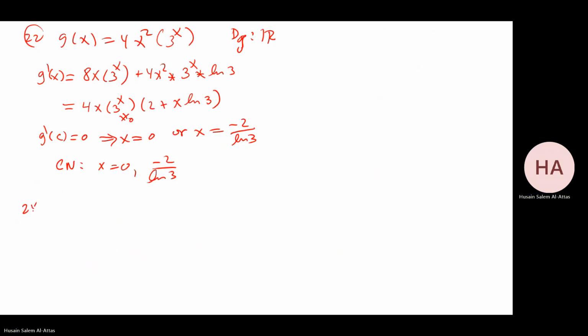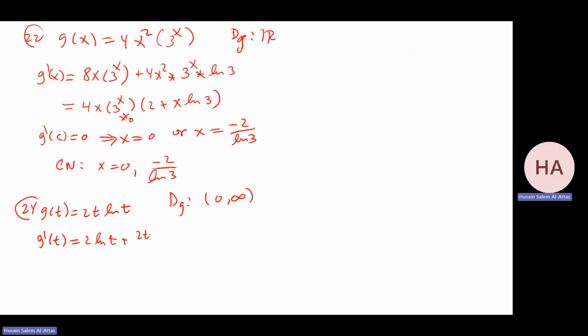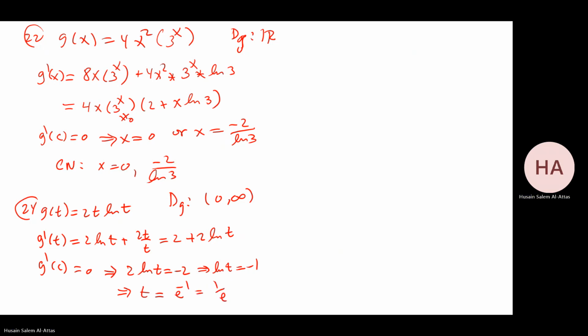G of t equals 2t ln t. Domain of G is from 0 to infinity. G prime at t will be 2 ln t plus 2t over t, which is 2 plus 2 ln t. G prime at c equals 0. That implies 2 ln t equal minus 2, so ln t equal minus 1. That implies t equal e to the minus 1, which is 1 over e, which belongs to the domain of G. So the critical number in this case is t equal 1 over e. That's the only critical number. Okay.